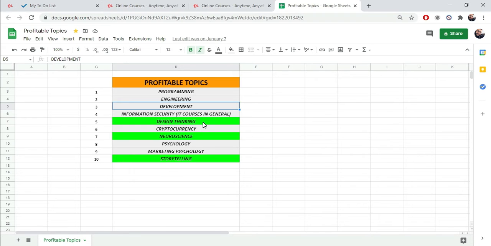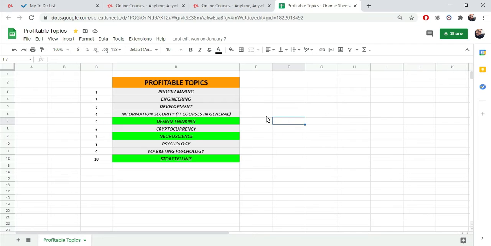Design thinking, maybe not so much, but according to my own research, it is a bit of a profitable course topic. Cryptocurrency, absolutely profitable. Neuroscience, increasingly so. Psychology as well. Anything that has anything to do with influence, persuasion, is in high demand nowadays. Marketing psychology, okay, and storytelling. I highlight these three in green because I myself am interested in these three topics, so I may or may not create courses around these in the future.